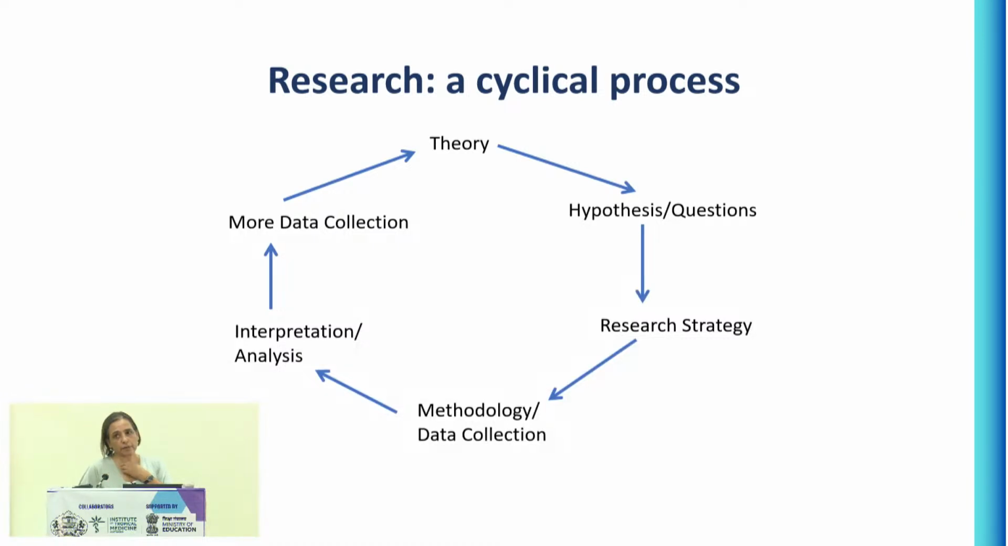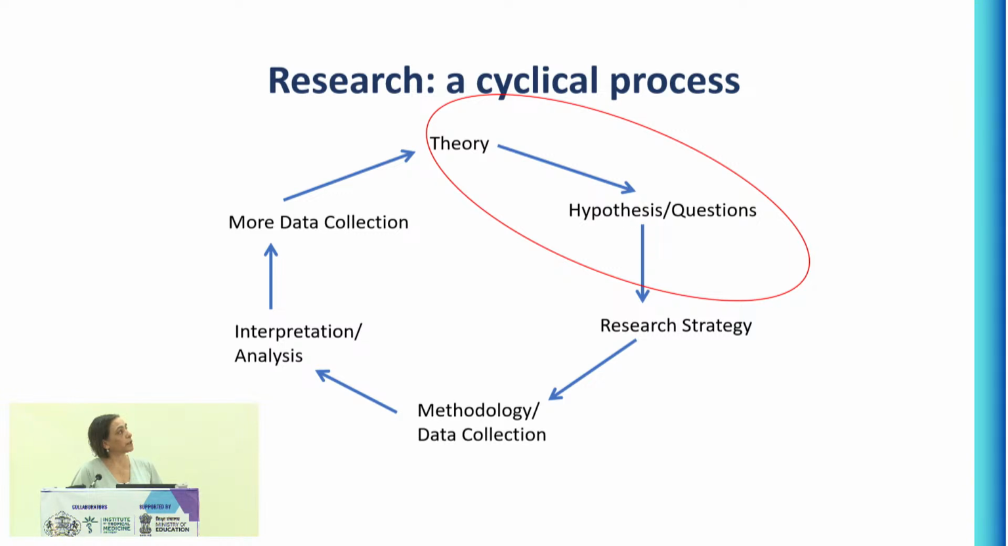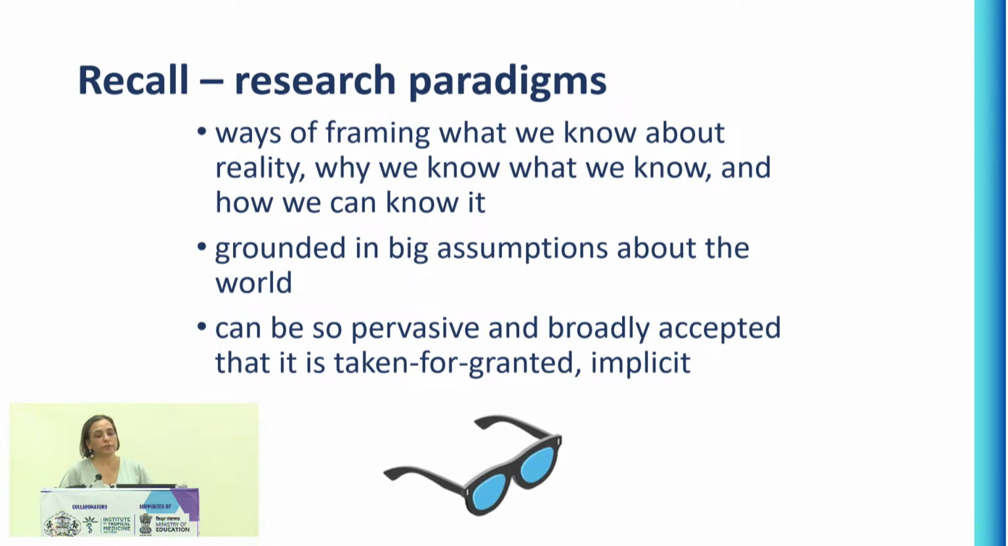Good. Now we're going back to our research cycle, and we're looking at where we are in the research cycle, and we're here. So just remember what a research paradigm is. Don't forget that. Research paradigm is bigger than the theory. It is the way of framing what we know about reality, why we know what we know, epistemology, and how we can know it, methodology. And it's grounded in fairly big assumptions about the world. So those paradigms that you all had are quite big in terms of framing reality.